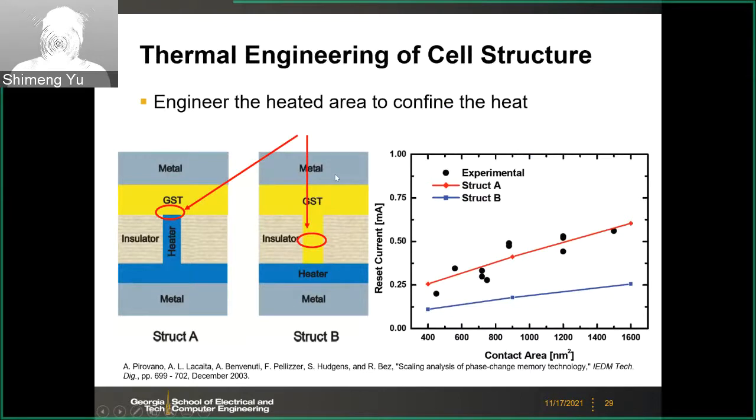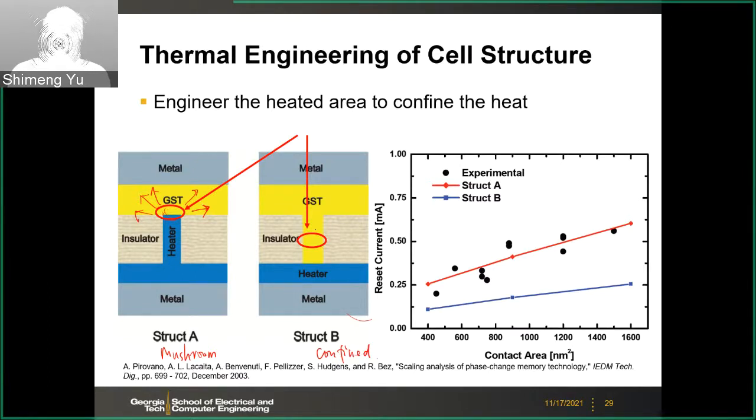The other way to reduce the required reset current is to do the cell structure engineering thermally. So here, this is structure A, what we discussed so far, the typical mushroom structure. But here the GST material is deposited everywhere, and you rely on this heater to locally heat up this region. But you still have a lot of surroundings here, so the heat can dissipate. A better way is to do this so-called confined cell. So structure A is a mushroom. Structure B is called confined.